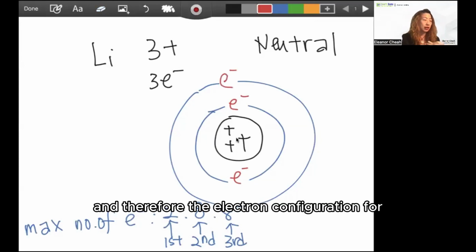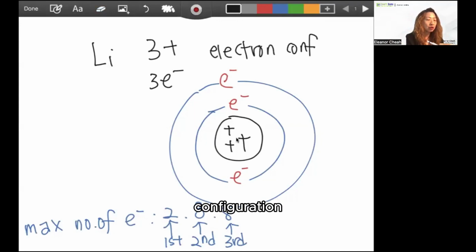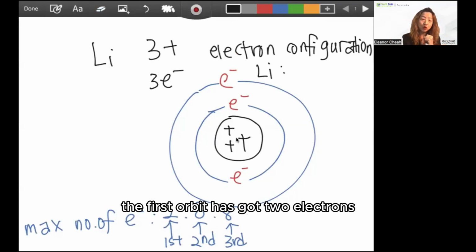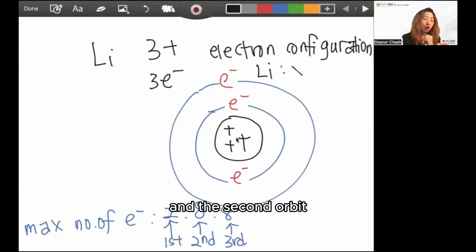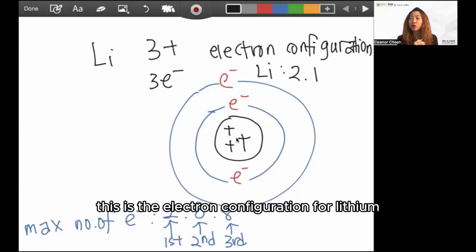And therefore, the electron configuration for lithium, we write like this. The first orbit has 2 electrons, and the second orbit has 1 electron. So we put 2.1. This is the electron configuration for lithium.